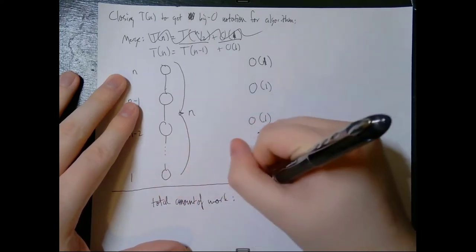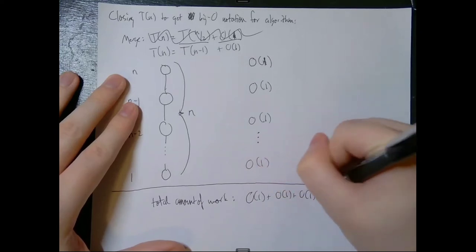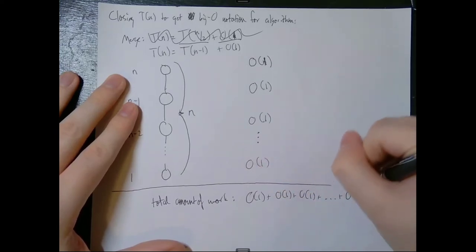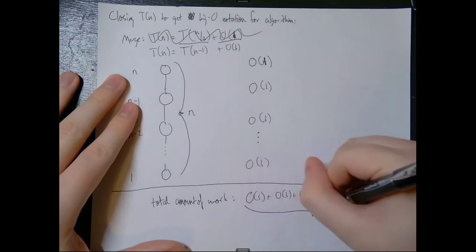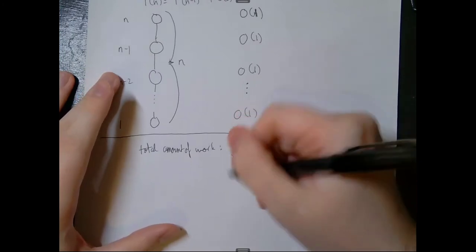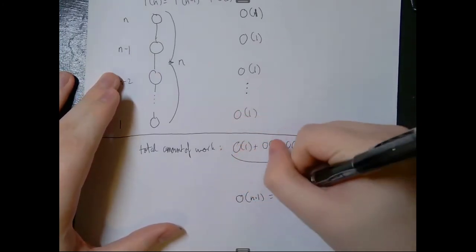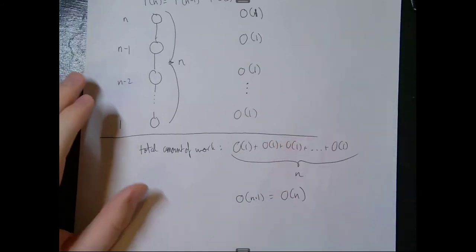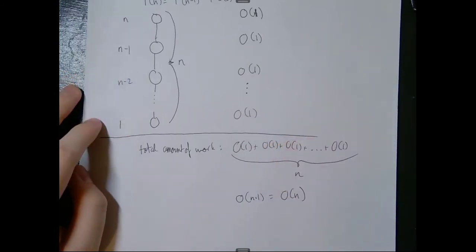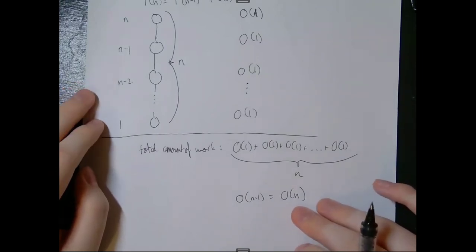is going to be O of 1 plus O of 1 plus O of 1 plus et cetera, plus O of 1. All this is going to be multiplied. Basically, we're doing a constant amount of work n times, which is basically O of n times 1, which is O of n. So the entirety of merge is O of n. Merge does an O of n amount of operations when it has an input size of n.